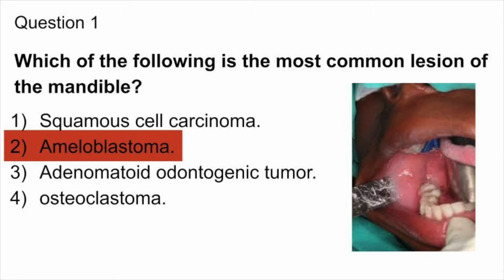Answer is ameloblastoma. Ameloblastoma is also called a multilocular cyst. It is usually unicentric, non-functional, intermittent in growth, anatomically benign and clinically persistent. It is a benign, locally aggressive neoplasm arising from the odontogenic epithelium, and it occurs mostly in the mandible, molar ramus area. So the answer is ameloblastoma.